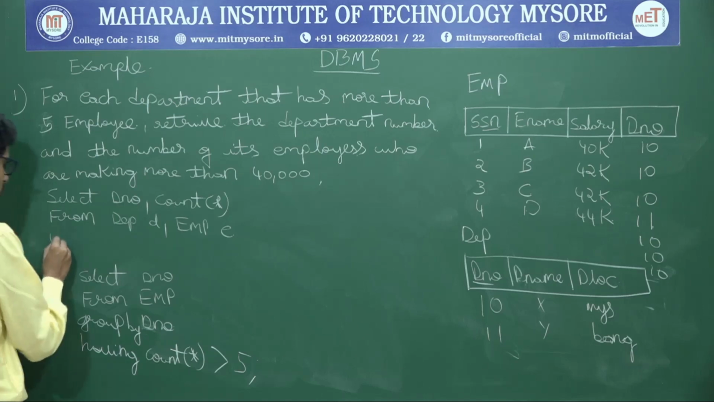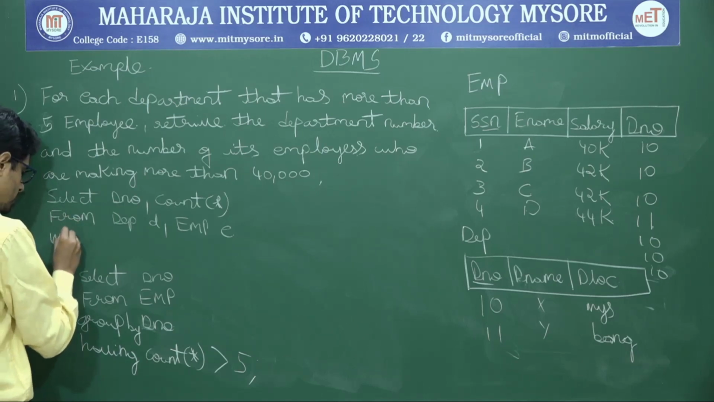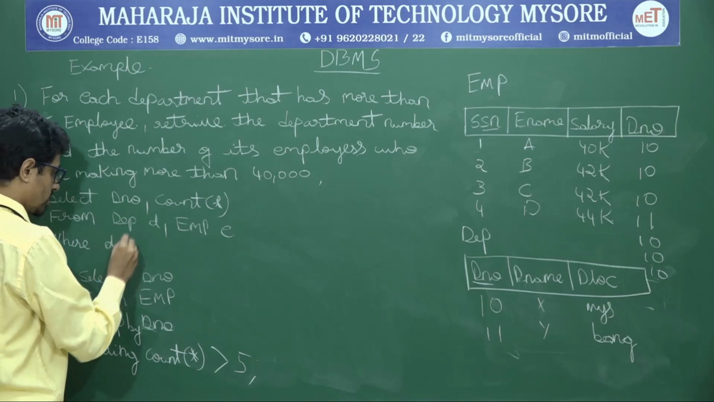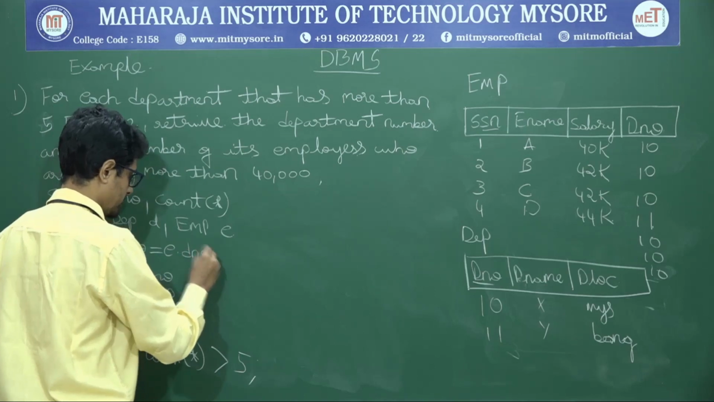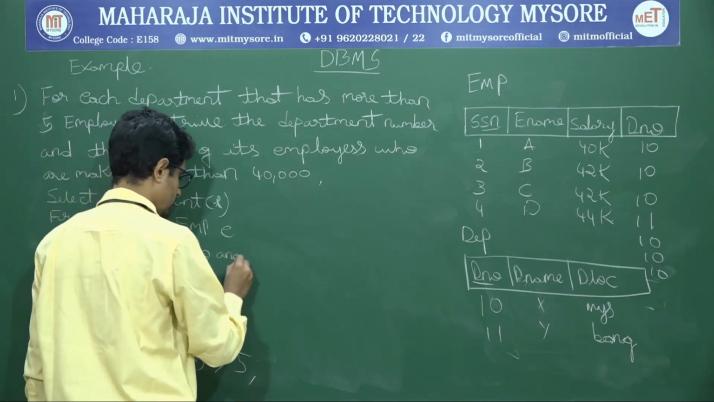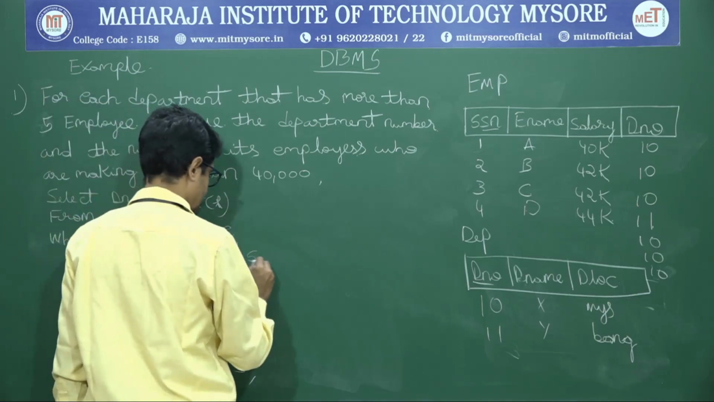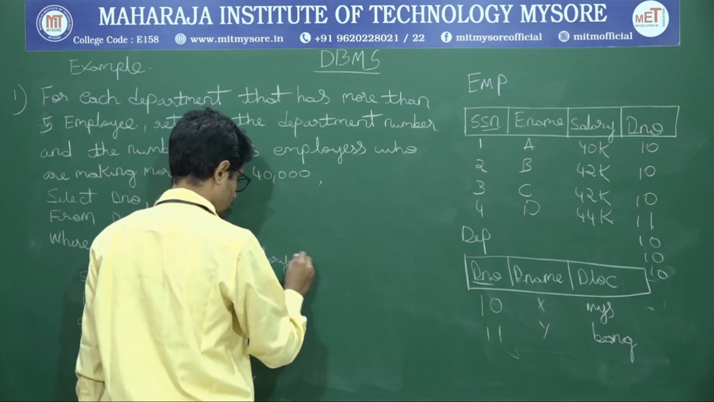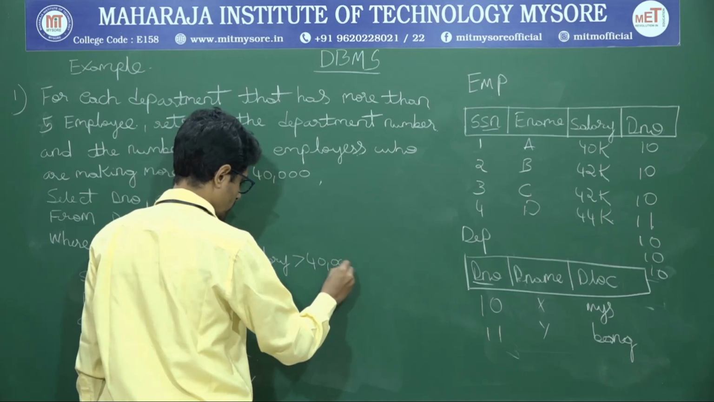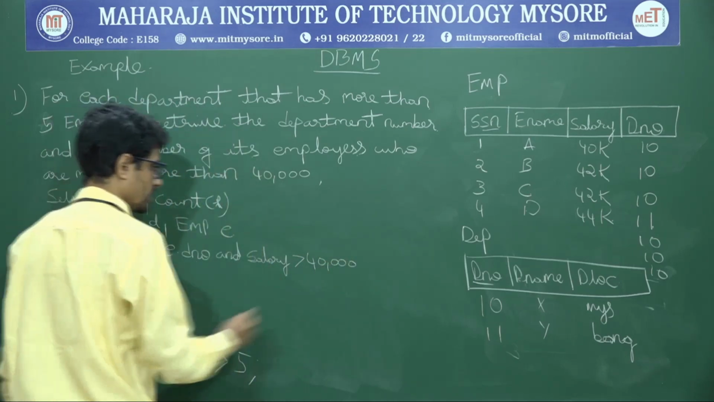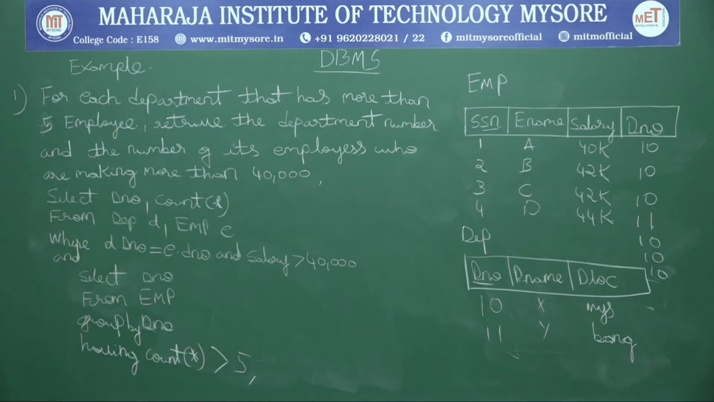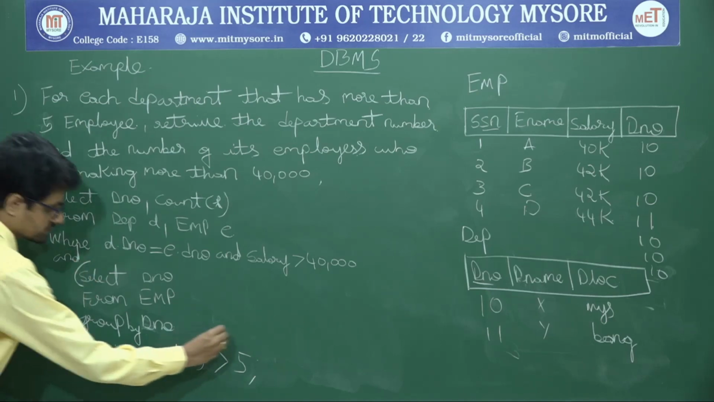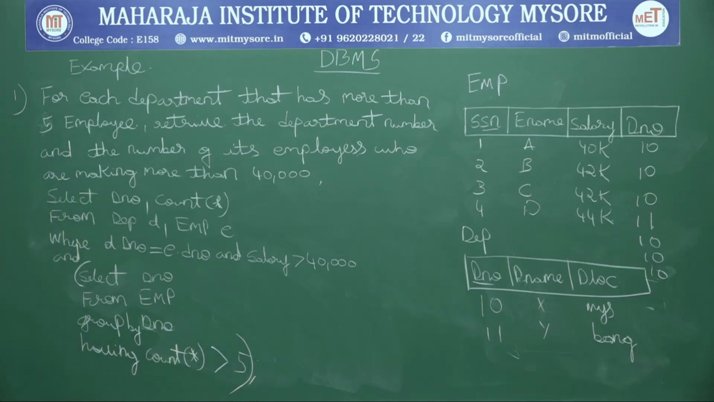Okay, so that is where D dot department number equals E dot department number and salary greater than 40,000. Okay, next, I am supposed to put an AND condition, then write this inner query part. So this becomes an inner query.